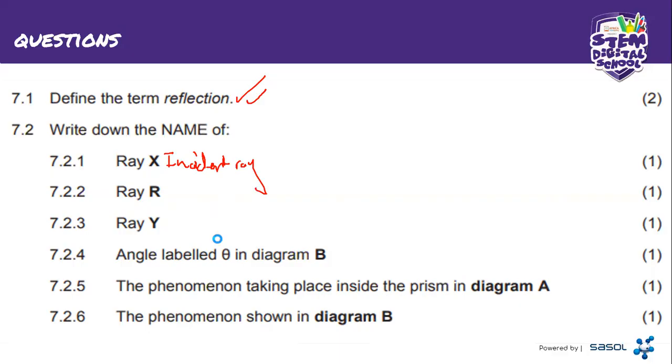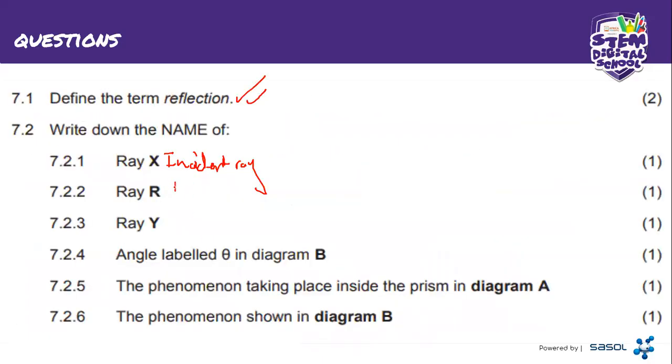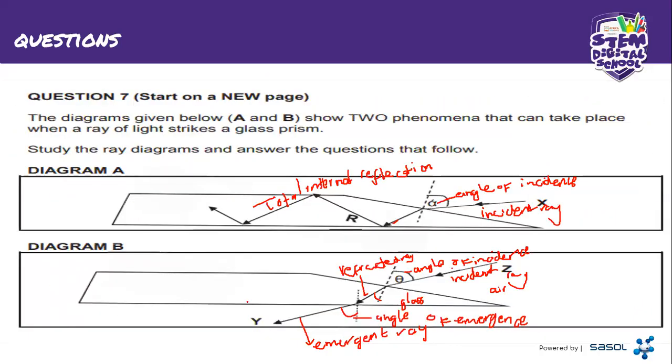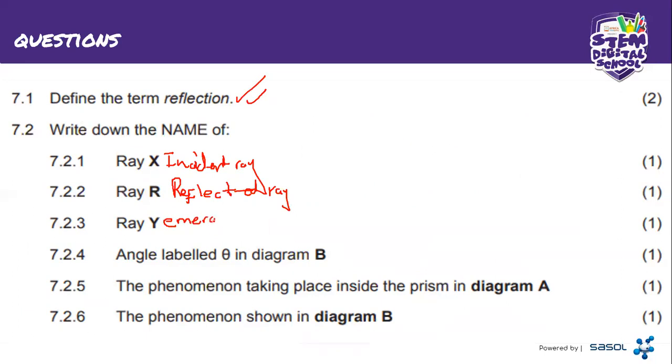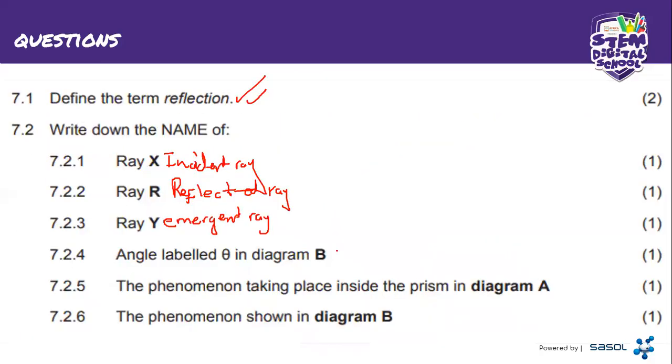And then ray R. What is happening here? Total internal reflection. So now I have reflection because the light is reflecting into the original medium. So it must be the reflected ray because we're talking total internal reflection. So that will be the reflected ray. And then ray Y is the one that emerges on the other side, and we said it is the emergent ray. And then the angle that is labeled theta in diagram B. So theta in diagram B is the angle between the incident ray and the normal. So it is the angle of incidence. We've already discussed this. You see, when you analyze your diagram, when you get to the questions, it's very easy.